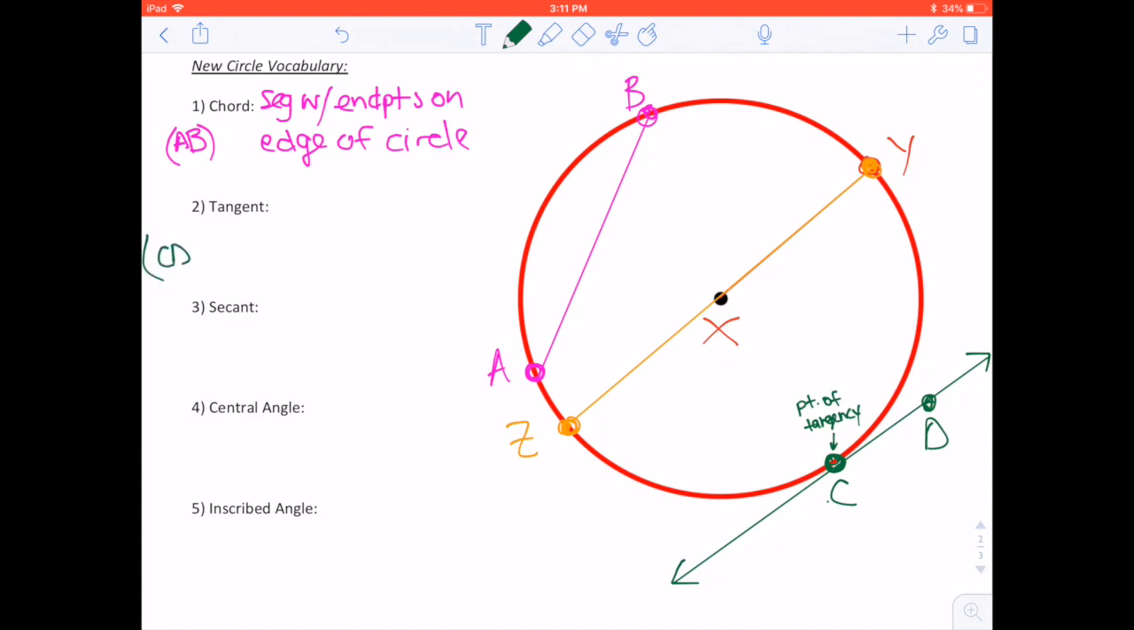So this, I'll say line CD, could be a segment too, but I'll say it's a segment or line that touches, or intersects, maybe a fancier word, touches the circle at one point. And that point is called the point of tangency.